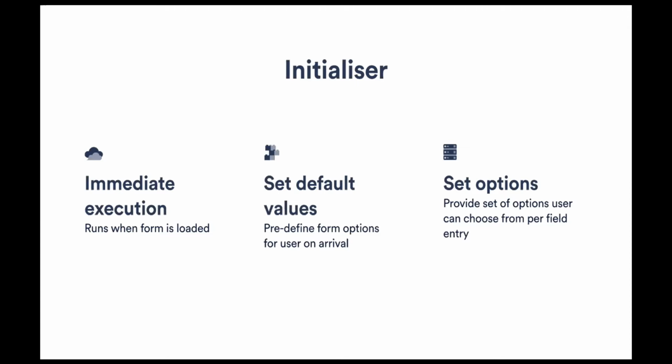So if you have any multiple choice labels or drop-down menus, you can set those to be custom depending on the user or the type of behavior you've set. And this can come in useful later on when I talk about the other two concepts. So this is what the initializer can do.